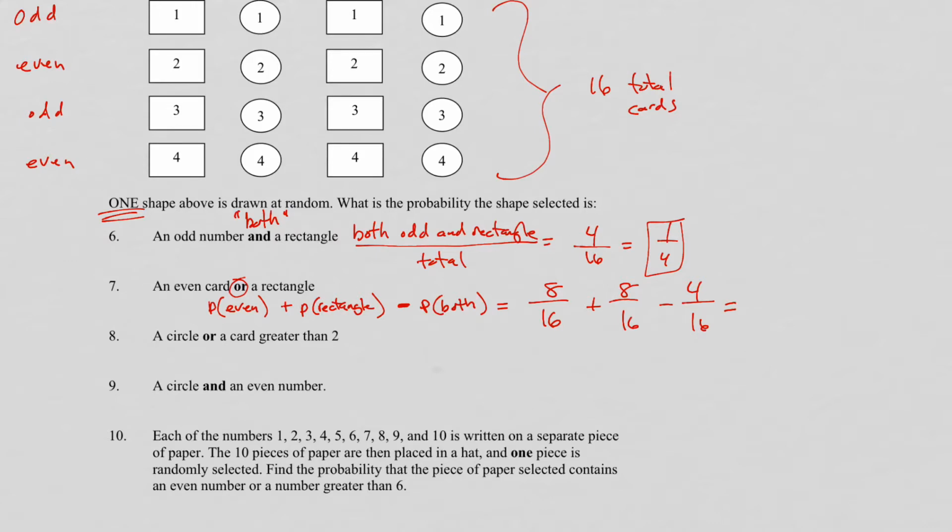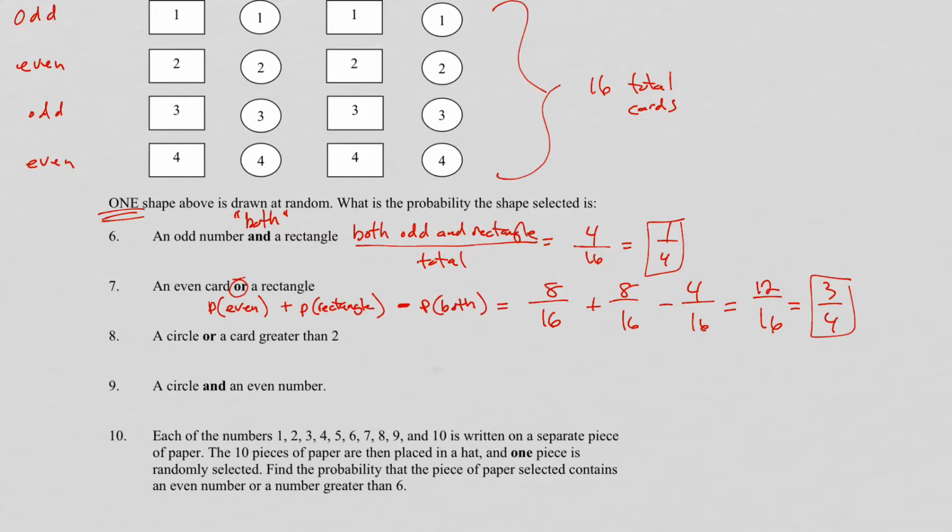Since these all have the common denominator, you don't have to mess with that. You just go ahead and calculate the numerators, the top. So 8 plus 8 is 16. 16 minus 4 is 12 out of 16. Your calculator can also help you with that because it'll reduce it automatically, which is 3/4. Okay.